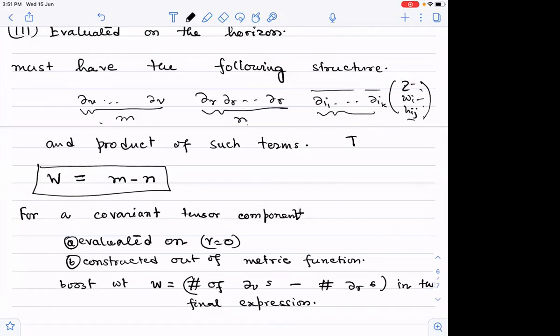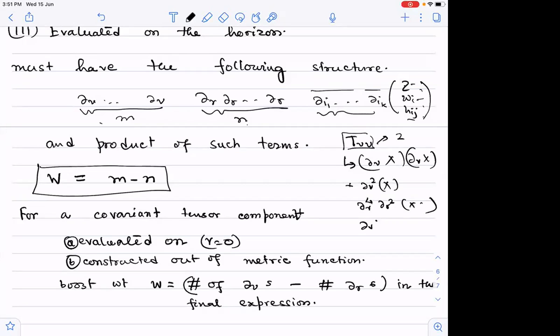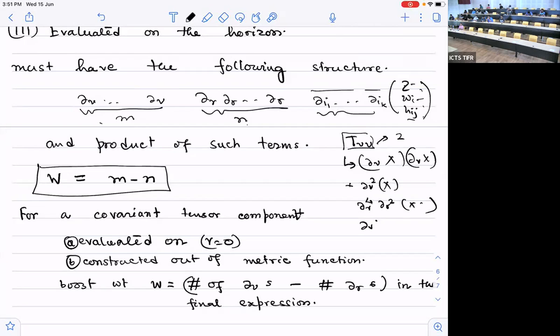So for example, you are taking TVV. It must have the structure of del V acting on something, then del V acting on something, or del V squared acting on something, or del V to the fourth with del R squared acting on something, or something like this. But all of them will have boost weight 2, because the overall thing has boost weight 2. So every term should have boost weight 2. Okay.